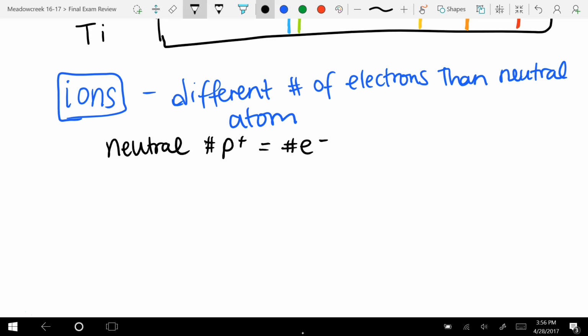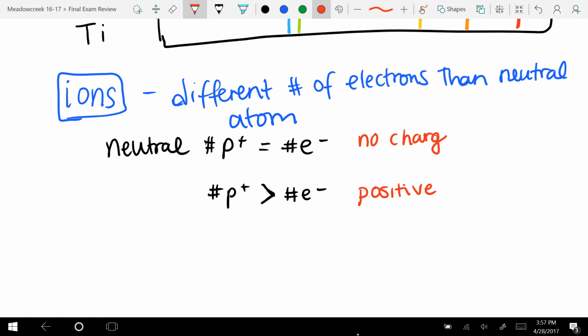Okay, but what if your number of protons is greater than your number of electrons? Well, in this case, you have more positive charges, so you are an overall positive charge, whereas neutral has no charge. Okay, and that means we would call this a cation. Now the way I remember this is cats have paws and cations are positive. Yes, that's very corny, but it helps you remember it.